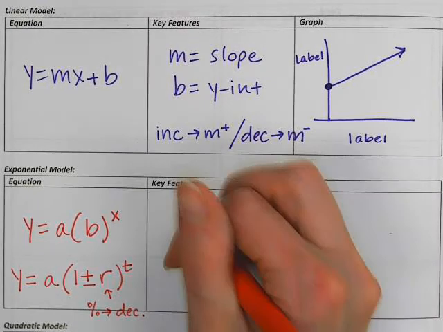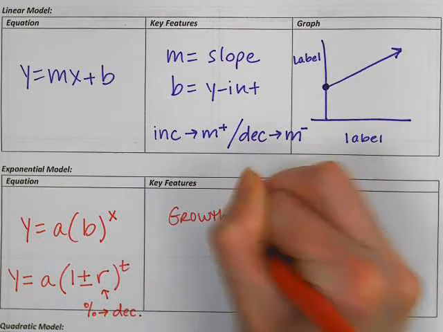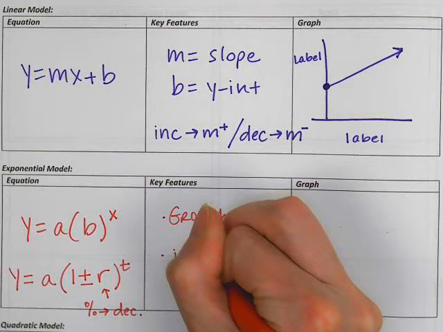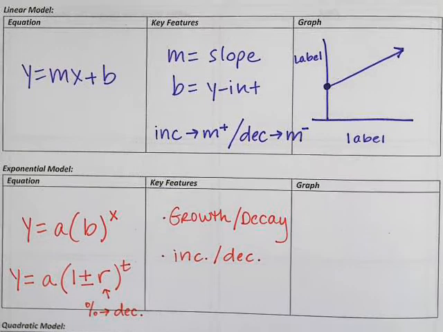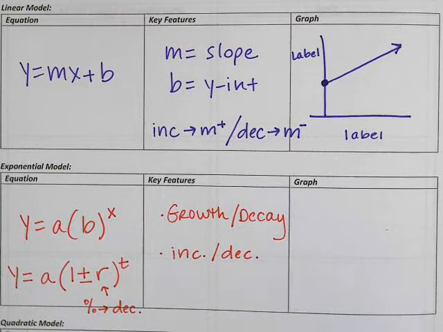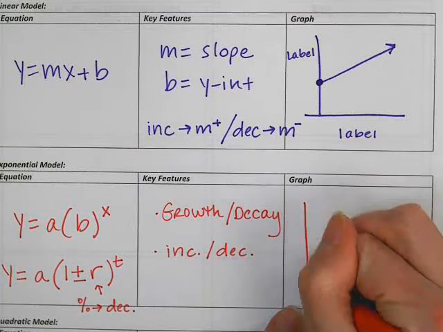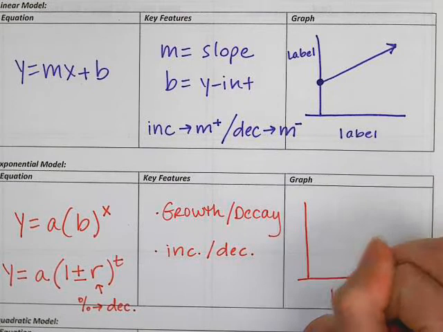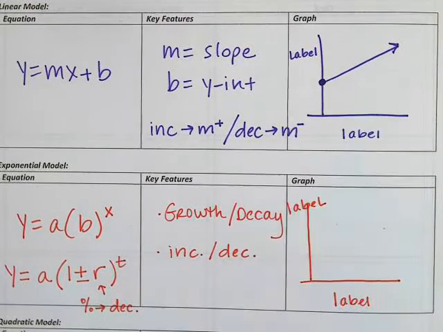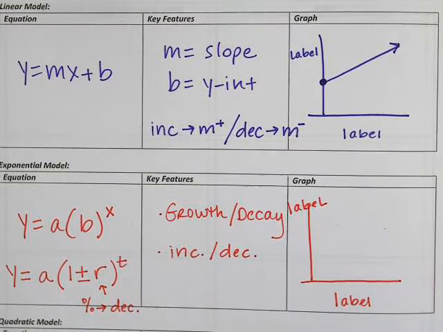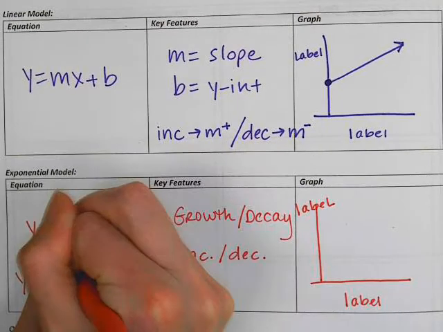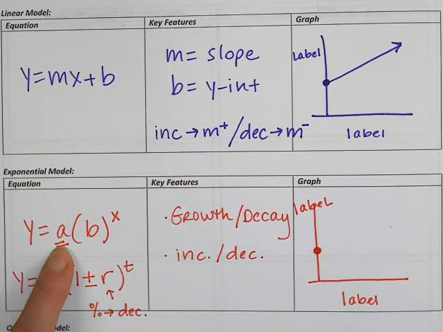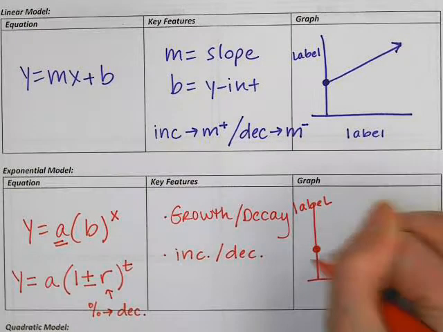And key features would be telling me if it's a growth or a decay, and then also saying if the curve is increasing or decreasing. And then for a quick sketch of an exponential growth or decay, you would again need the x and y axis. You would have to label both of them with the units of the problem. You would need to graph the a, which is the initial amount, the intercept. And then you would just have to draw a curve, either increasing or decreasing.